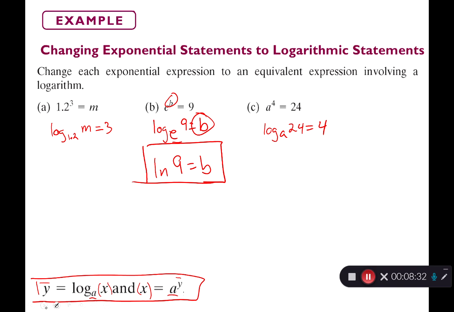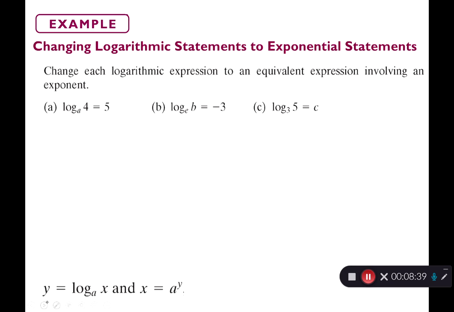All right, so if we can go from exponential to logarithmic form, we should be able to go from logarithmic form back to exponential form. Why don't you guys pause the video, try out these fairly straightforward problems, and we'll go over them in just a minute.